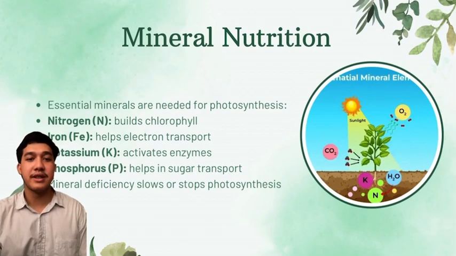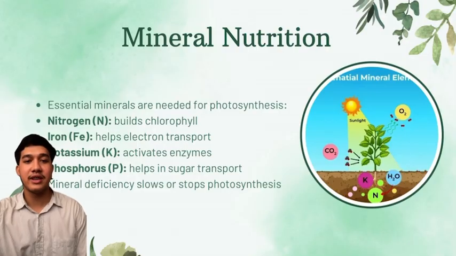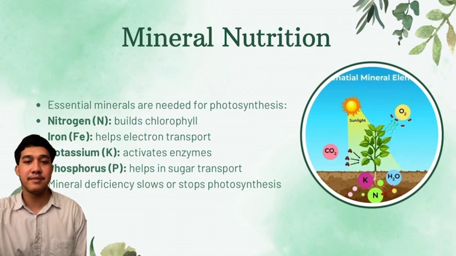Next, mineral nutrition. Plants need minerals from the soil to carry out photosynthesis efficiently. Nitrogen is used to make chlorophyll, which captures sunlight. Iron helps with moving electrons during the light reactions, and potassium activates enzymes that help in the process. Phosphorus is needed to move sugars made in the leaf. If the plant doesn't get enough of these minerals, the whole process becomes less efficient or may even stop.